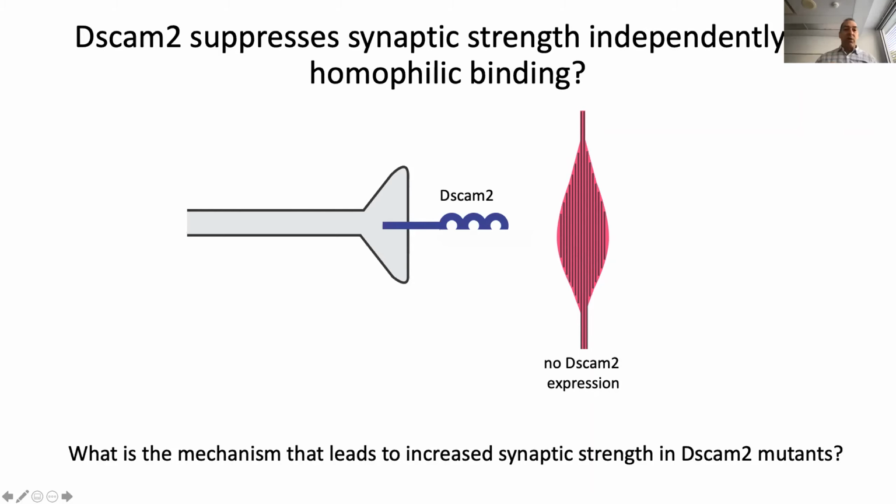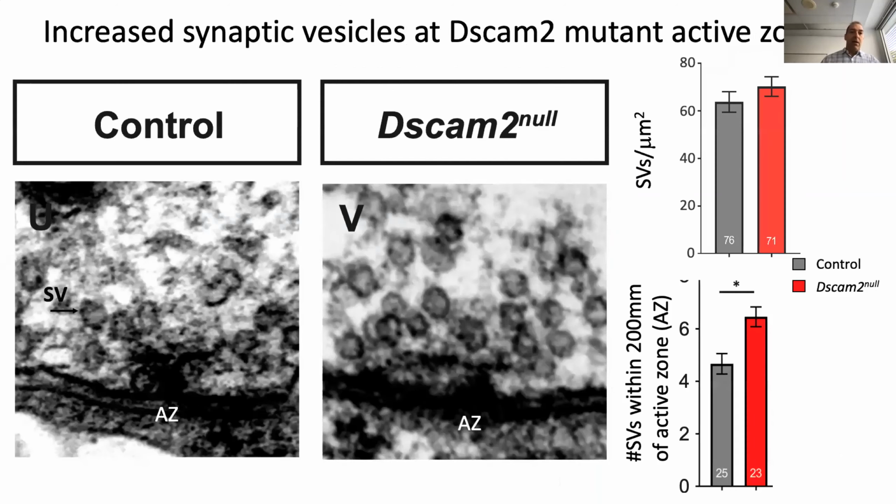So what we did was we tried to figure out what is the mechanism that leads to this increased synaptic strength in the DSCAM2 mutants. And I'm not going to go through all of the data, but we ended up doing some electron microscopy and looking at the active zones of the mutant motor neurons. And what we found was that there was an increased number of synaptic vesicles at these active zones.